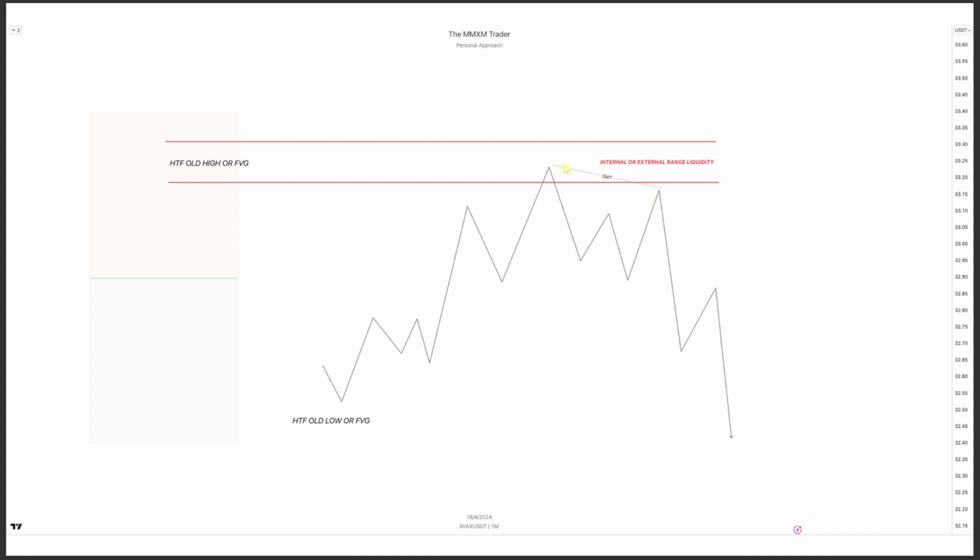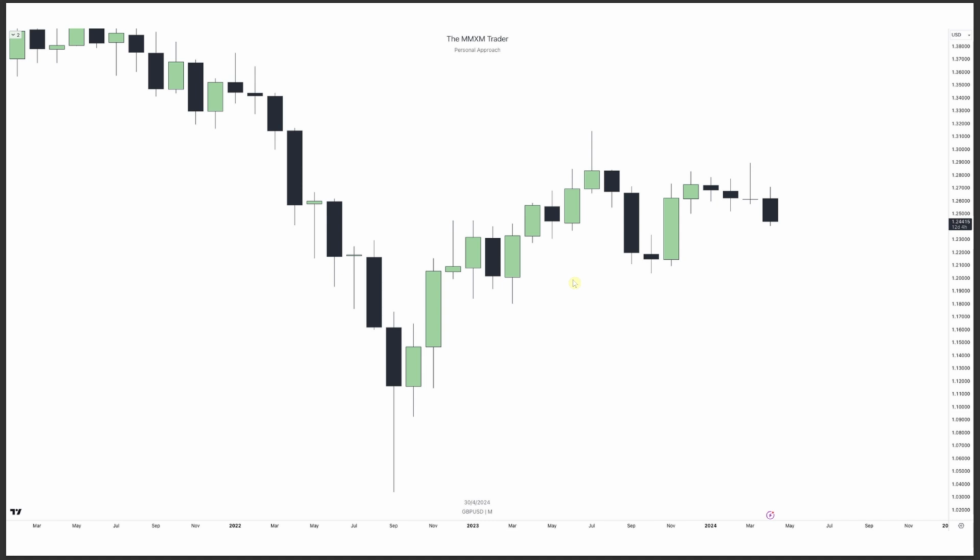And the SMT that forms after we hit that higher time frame key level is key for that market structure shift, and that makes it way more high probable. Right, so we've got a GBP/USD monthly chart. We start off with the monthly on the higher time frame, right? From monthly to weekly to daily. So let's see what is happening over here.